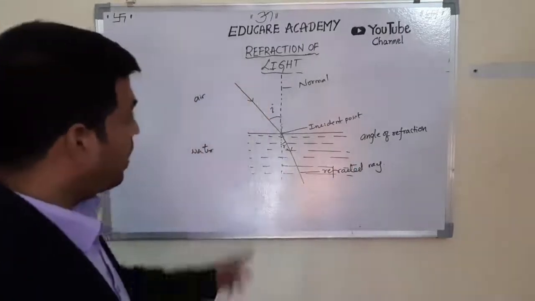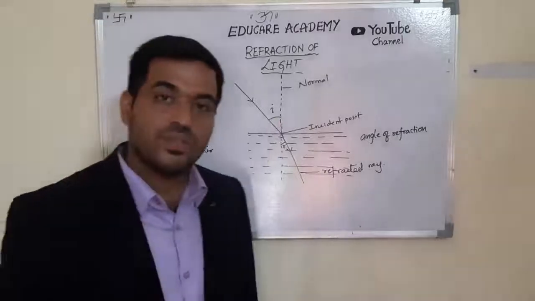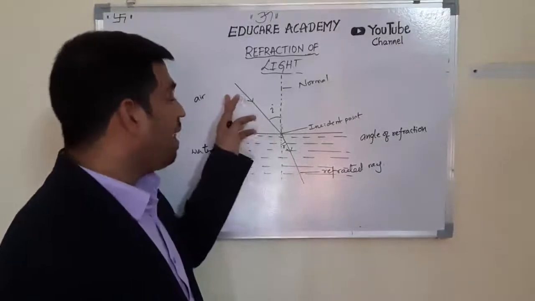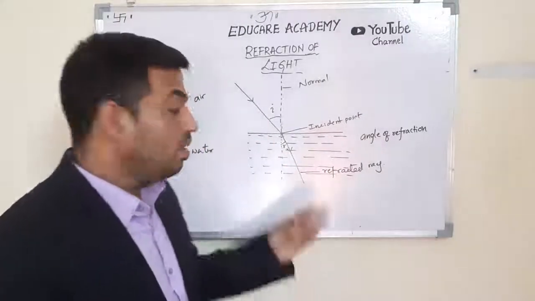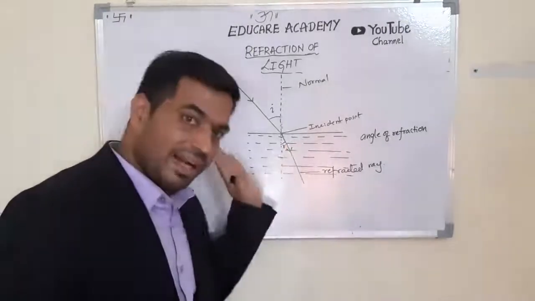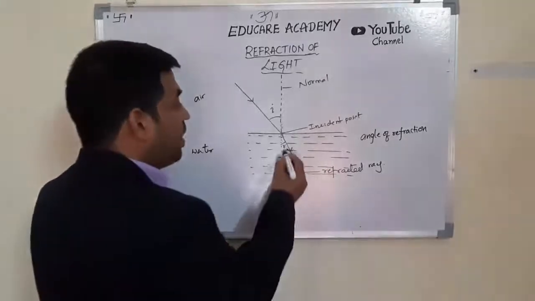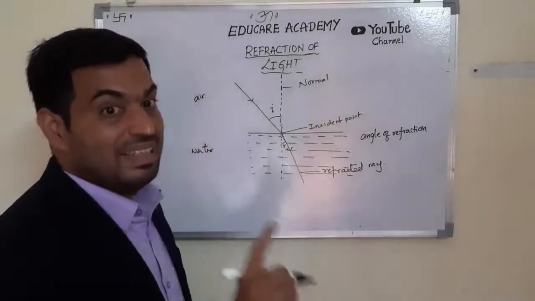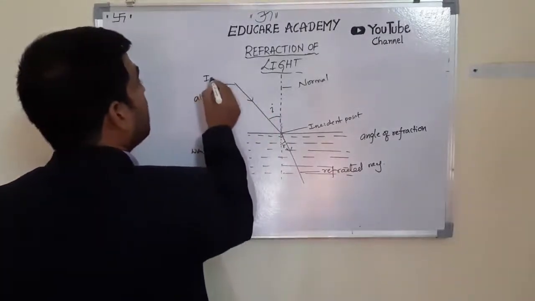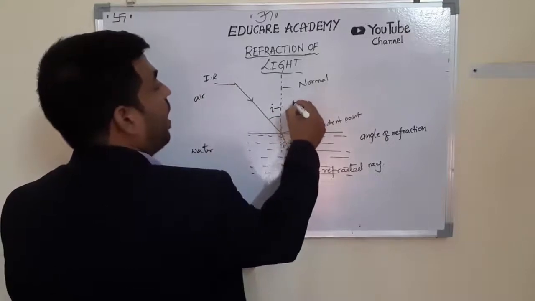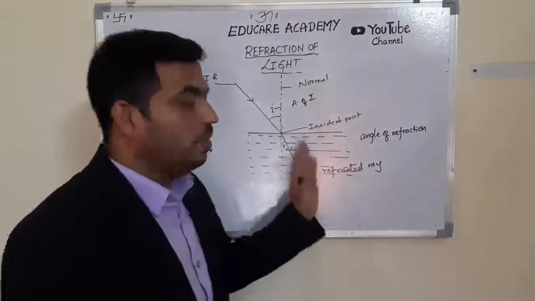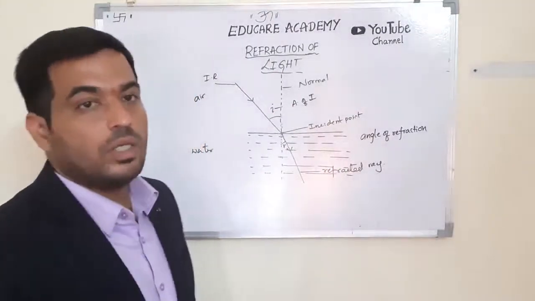Which is greater, the angle of incidence or the angle of refraction? Obviously the angle of incidence is greater, because it enters from the air medium, which is a rarer medium, into water, which is a denser medium, so the refracted ray bends towards the normal with an angle of refraction which is less than the angle of incidence. So this is the incident ray, and this is the angle of incidence. These are the things you have to remember, so that the next concept will be very clear.